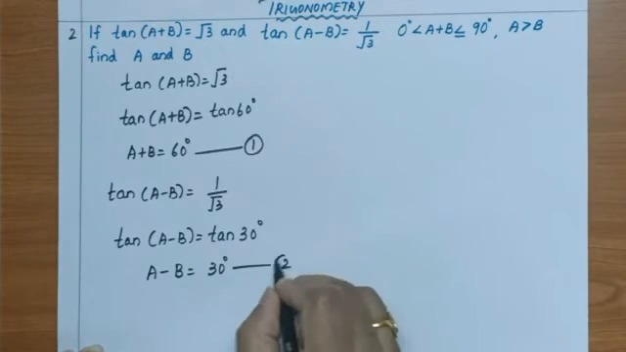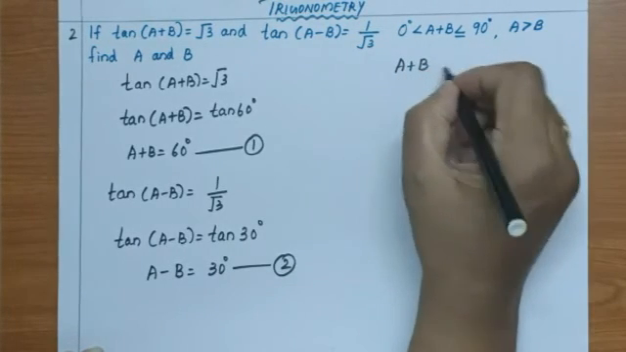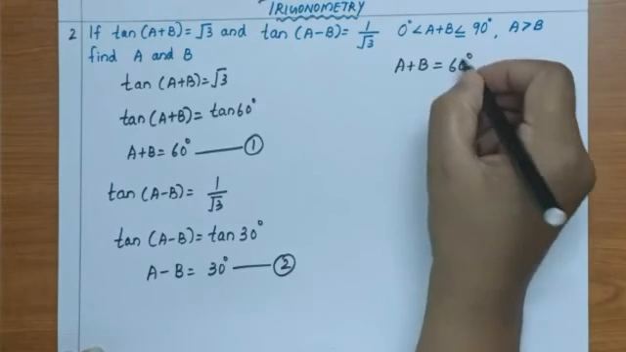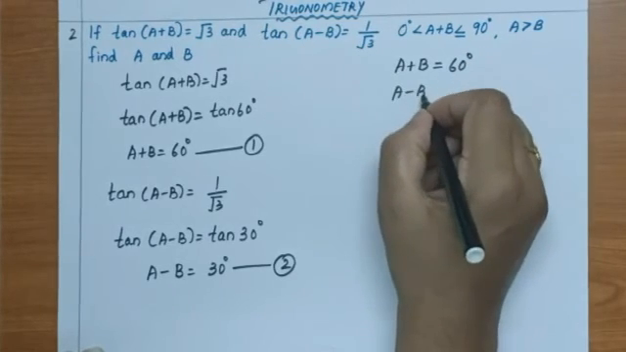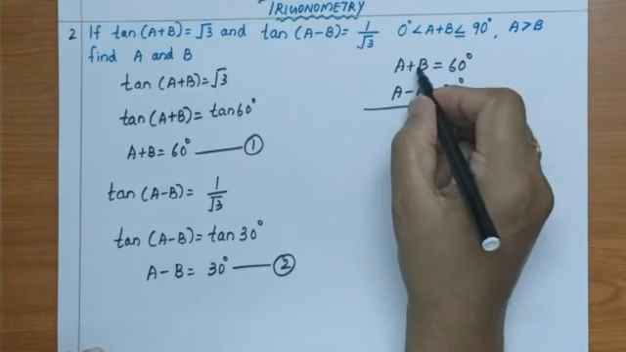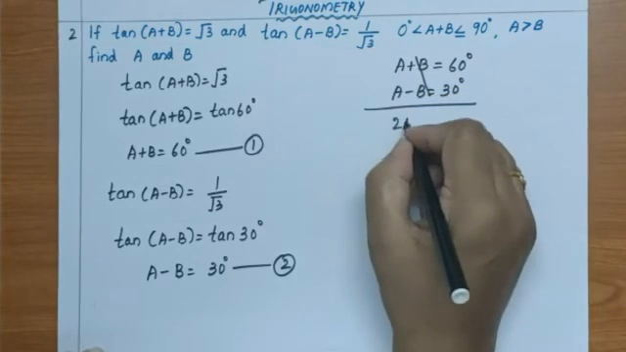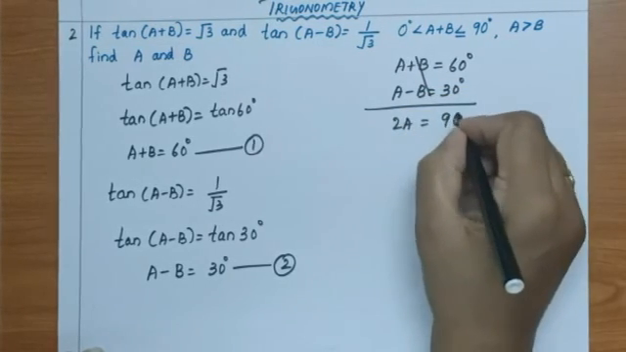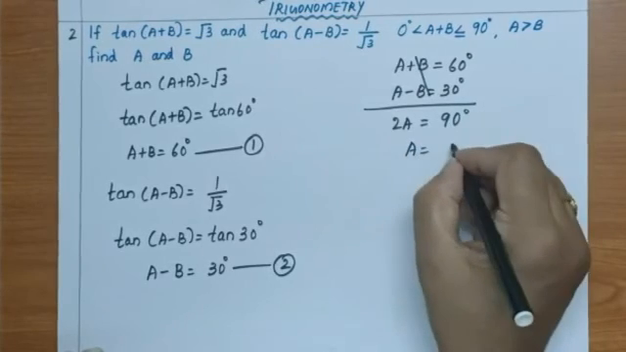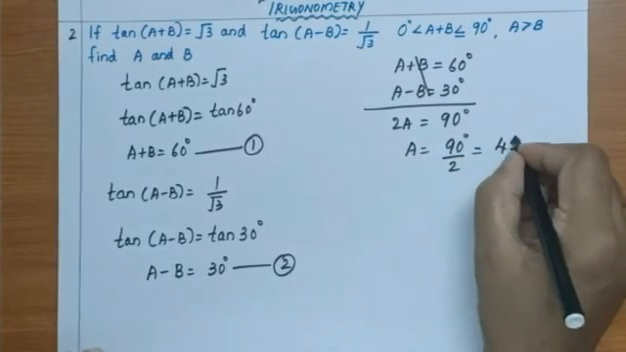Now we can solve equation number 1 and 2. A plus b equal to 60 degree. A minus b equal to 30 degree. So plus b and minus b we can cancel. A plus a will be 2a equal to 90 degree. So a equal to 90 degree divided by 2 will be 45 degree. Now we got the value of a.